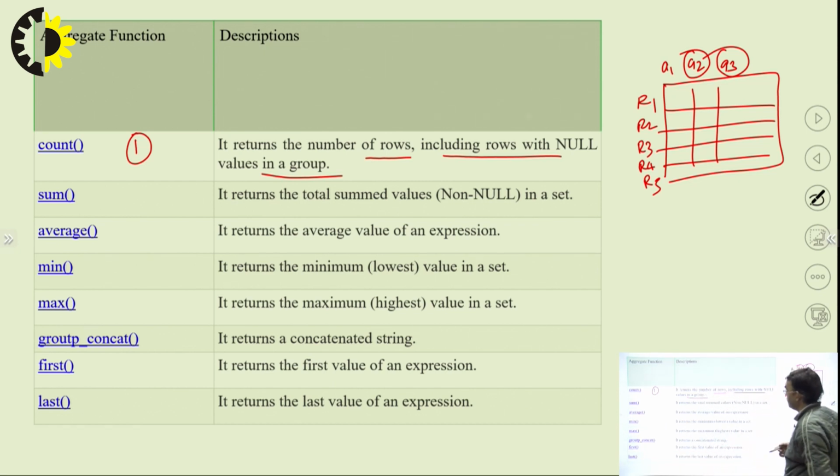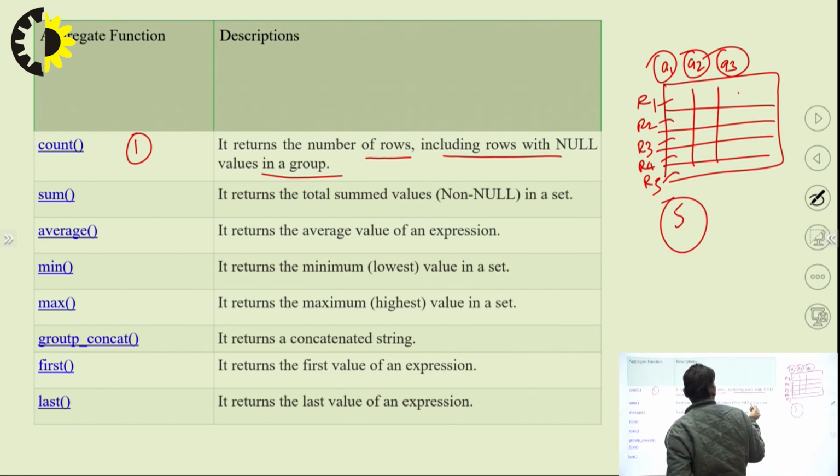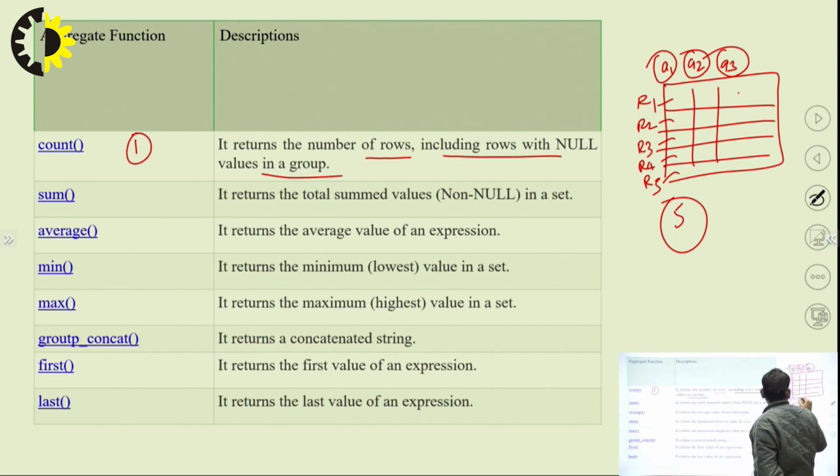What will the count function return? It will return the number of rows in a particular attribute. Let's suppose we have applied count on A1. It will return 1, 2, 3, 4, 5. The answer will be 5. Even if it contains a null value, that is also included by the count function.